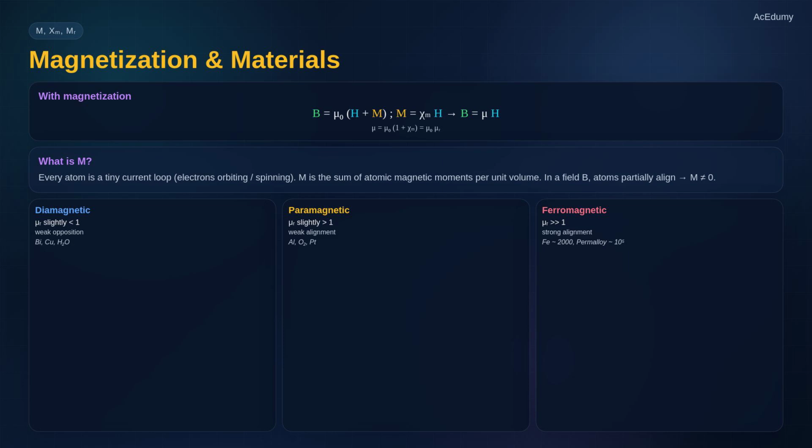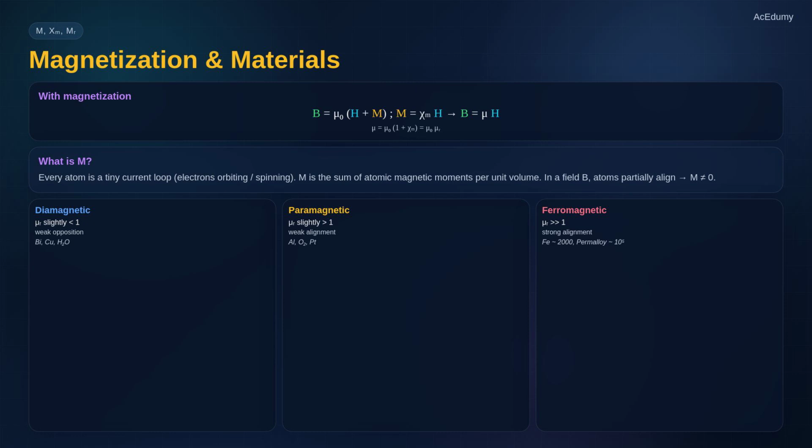And for linear isotropic materials, M is proportional to H. M equals chi m H, where chi m is the magnetic susceptibility. Plug this in and you get B equals mu0 times 1 plus chi m times H, which we write compactly as B equals mu H, with mu r equals 1 plus chi m being the relative permeability.